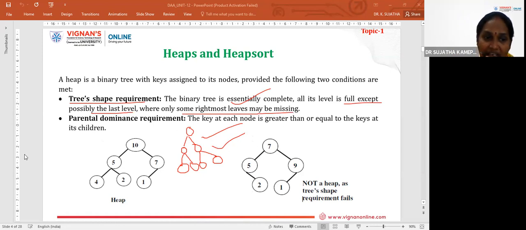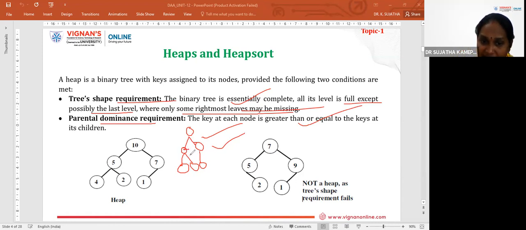So here, to make it a heap, possibly I can remove the rightmost leaf. Except for this rightmost leaf, the remaining all should be filled. Then it is called a heap if it also satisfies this property. What is this property? The key at each node should be greater than or equal to the keys at its children.